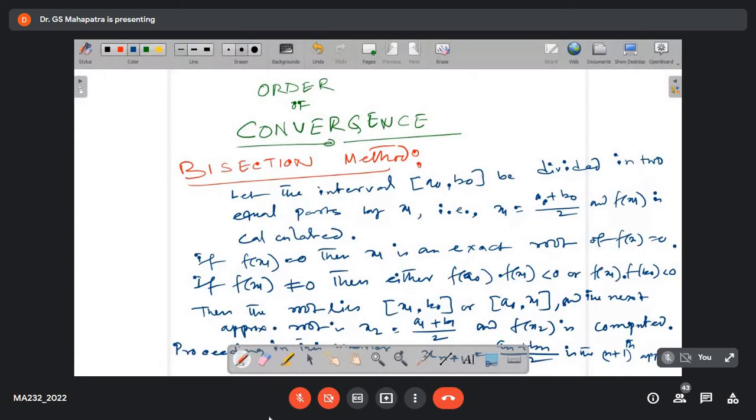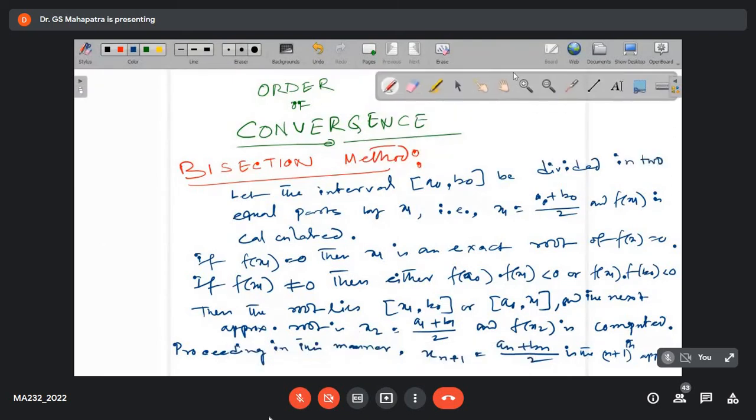Till now we have studied methods for algebraic equations and transcendental equations, the first three methods, correct? Now actually another method is there, Muller's method. In the next class we will discuss that one. Today we will discuss the order of convergence of the three methods. So how to find that?